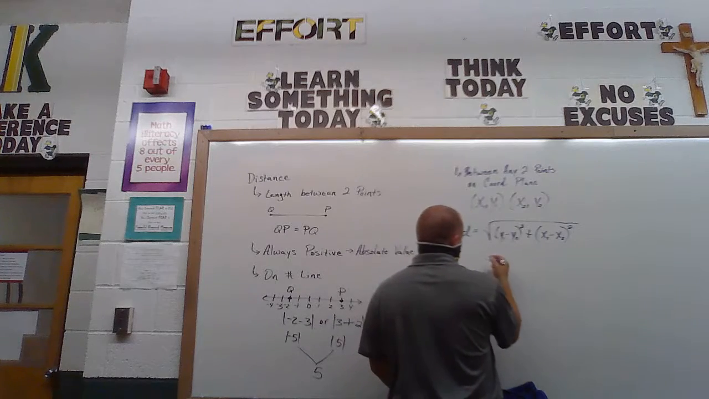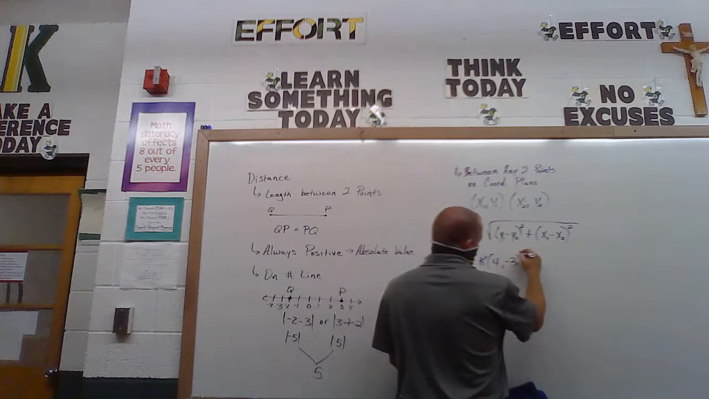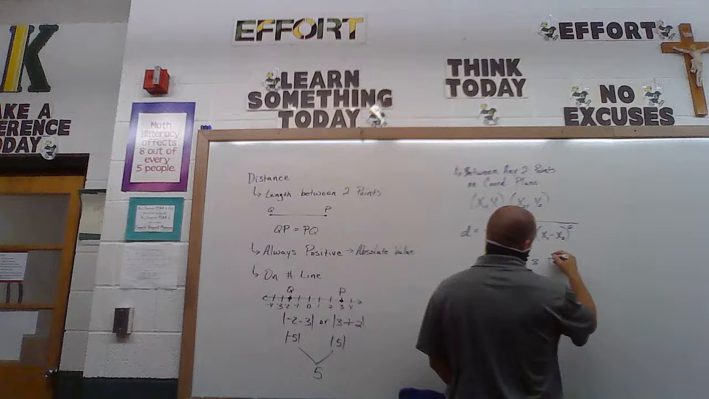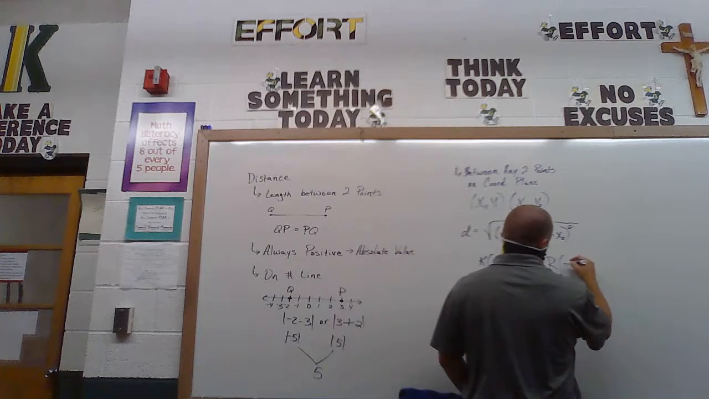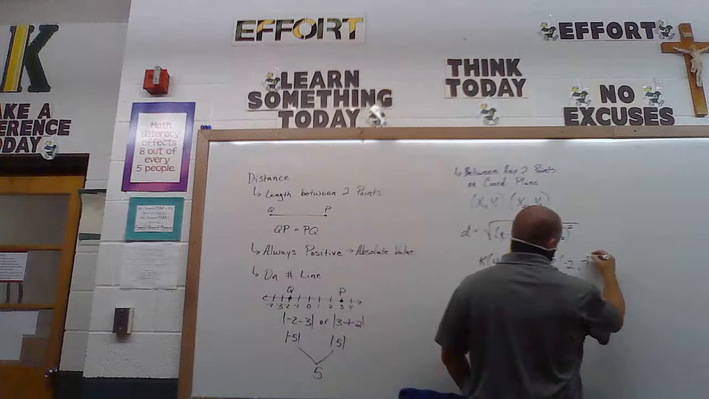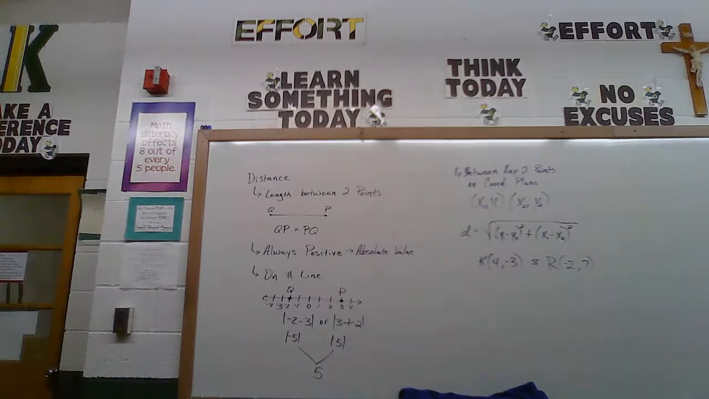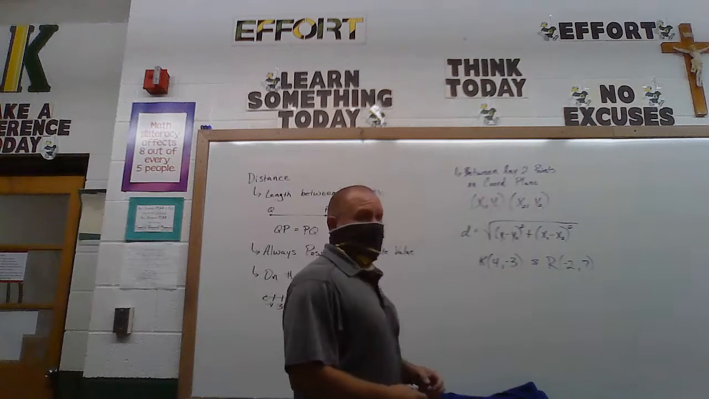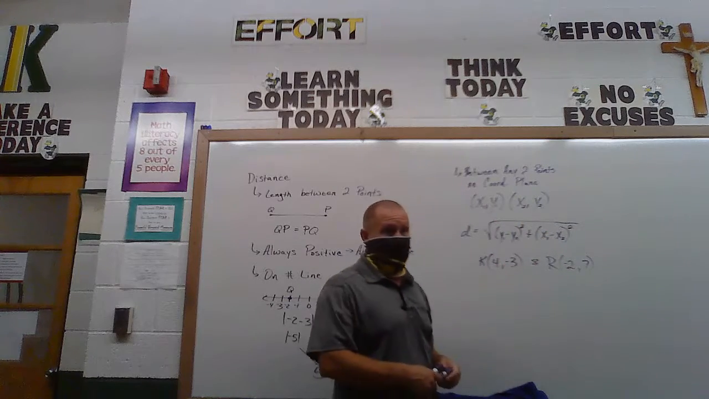Okay. So, what's going to happen here? Then we'll be just giving some points. K is 4, negative 3. And R is negative 2, 7. So basically all I'm going to do is take all those numbers and stick them into the formula. Now the biggest thing that a lot of people forget to do is that they forget the radical at the end. So don't forget it.